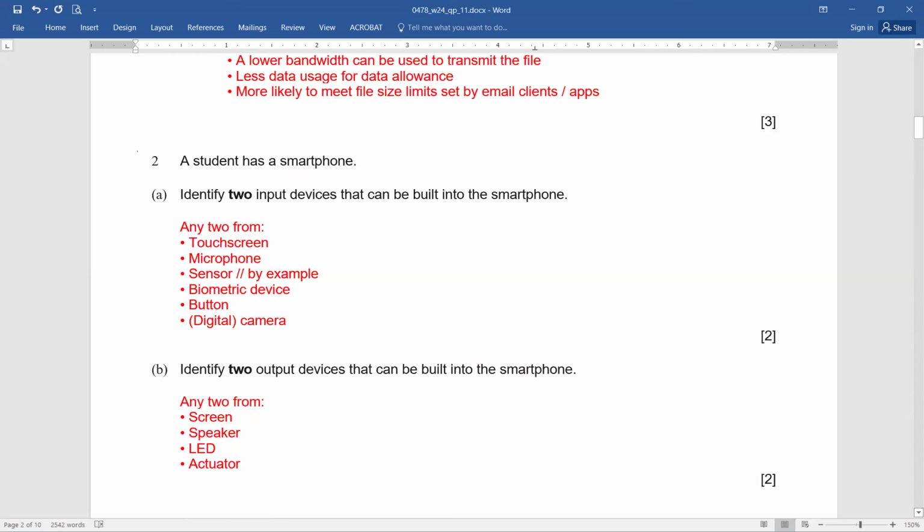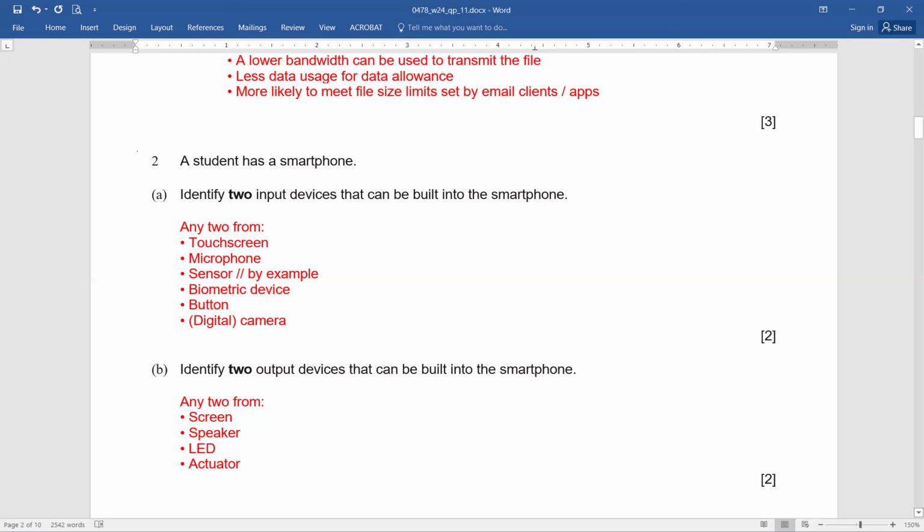So which options immediately came to your mind? Touch screen, exactly. Smartphone has a touch screen, and we have a microphone also through which we are making a phone call, and a digital camera. So if you mention any of these 2, then you will be able to score marks.